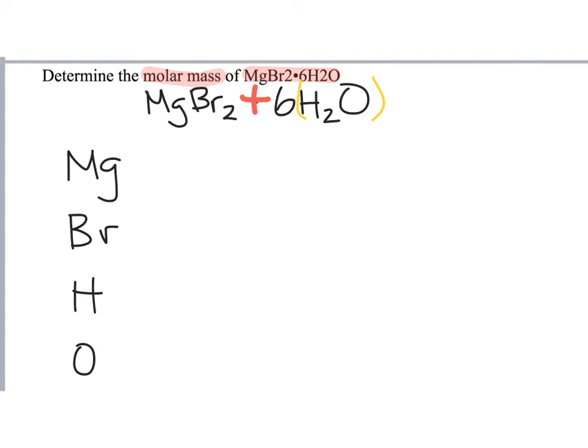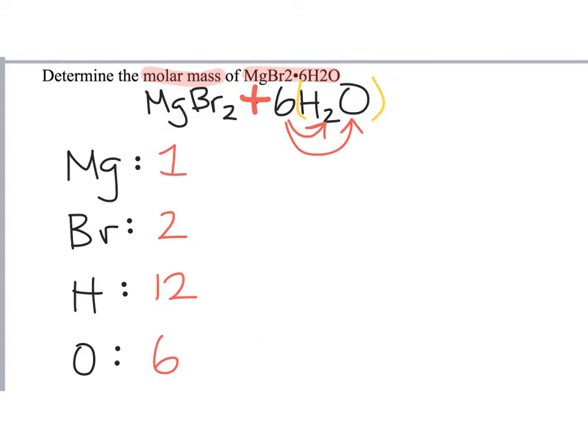How many Mgs do I have? That one's easy. I'm only going to have 1 Mg. How many Brs do I have? Again, there's nothing more complicated really going on here. So you just know I'm going to have 1 Mg, 2 Brs. Now this is when it gets a bit tricky. This 6 is going to be distributed to this O. So we're going to have 6 O's. And again, this 6 is also going to be distributed to this H2. So we're not going to have 6 H's, we're going to have 12 H's.